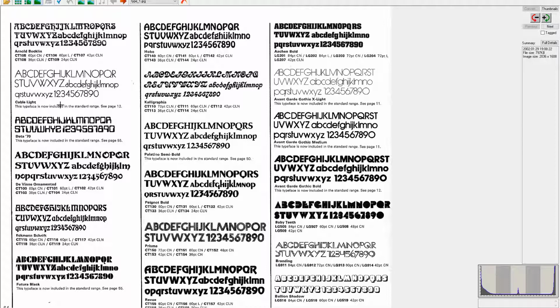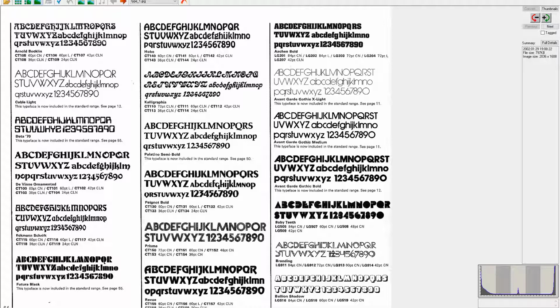Does Arnold Böcklin remind you of anything? Or Cable Light? Or Data 70? Does that remind you of anything? How about Peignot Bold or Calligraphia or Hobo or Avant-Garde Gothic X-Light or Branding? Look at Branding. Look at that one down there. Boy, oh boy, that's a weird looking typeface, isn't it?